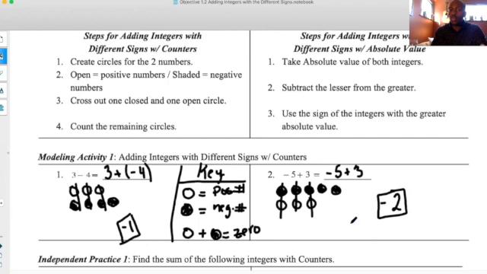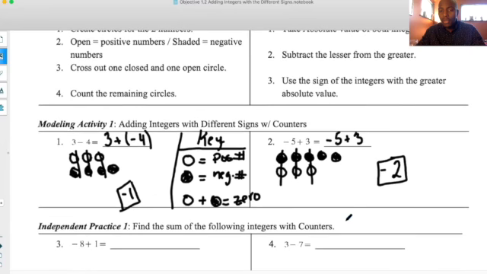Okay, this is one way to actually solve integers with different signs, right? Using this visual representation to draw them out and do it. Now, if the numbers are past 13, maybe you don't want to make 13 or 14 or 16 circles. Maybe you don't want to do that many. Maybe you don't want to make 40 or 50 circles. But there's another method I want to show you.